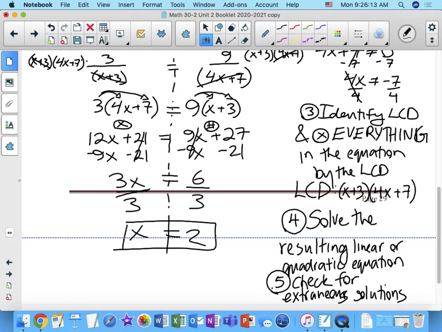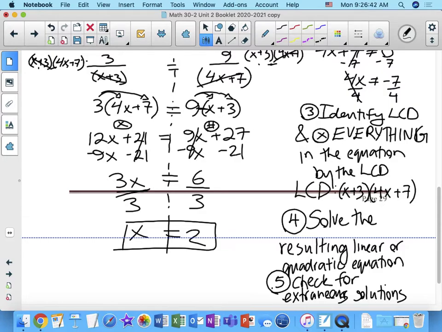When you cross multiply, you're not multiplying one side by 4x plus 7 and the other side by x plus 3. What you're doing is multiplying both sides by x plus 3 and 4x plus 7, and what happens is that certain factors cancel. And so in this case, sure, you could take that shortcut.